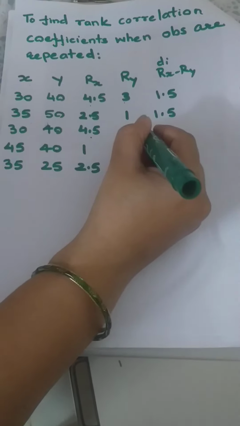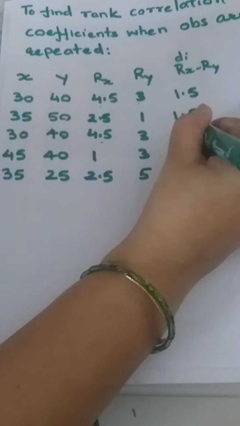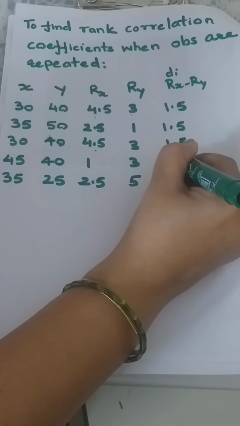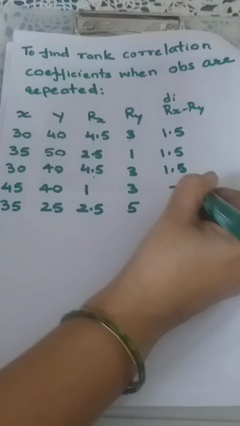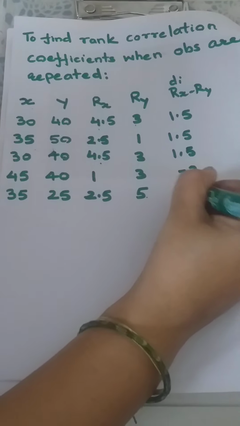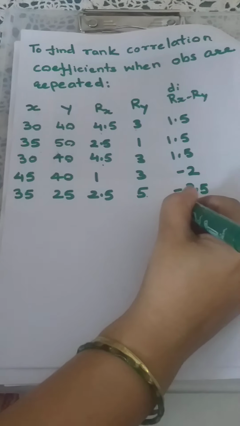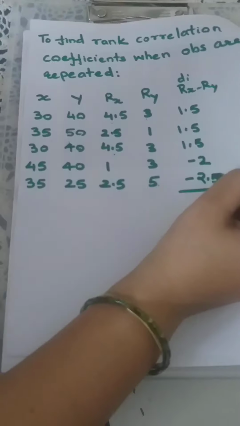4.5 minus 3 comes out to be again 1.5. 1 minus 3 comes out to be minus 2. 2.5 minus 5 comes out to be minus 2.5. Now let us check whether this summation of this Di is coming as 0 or not.